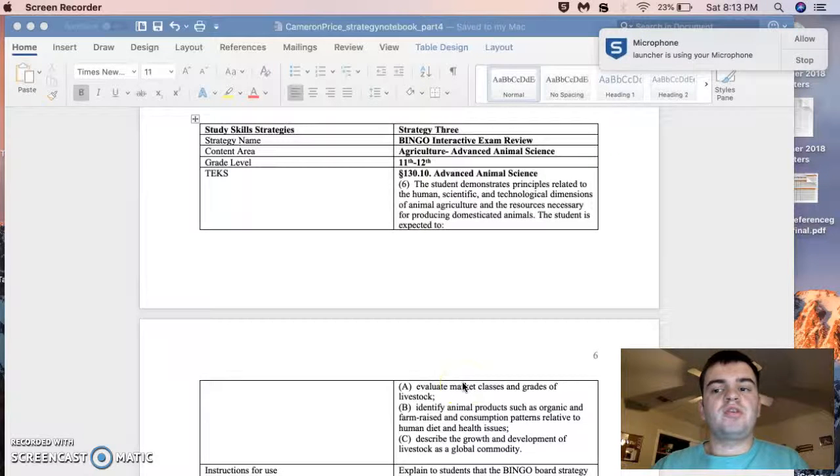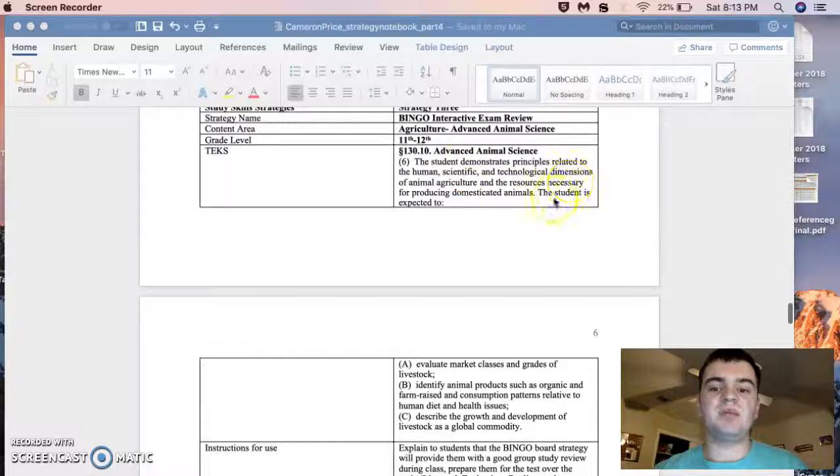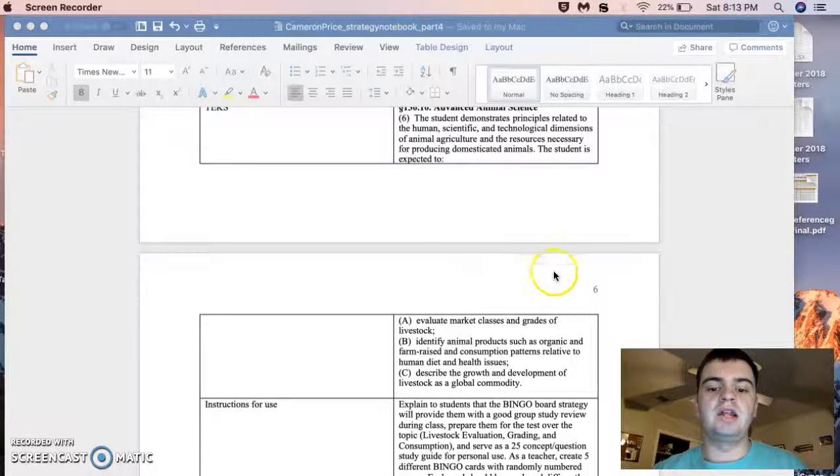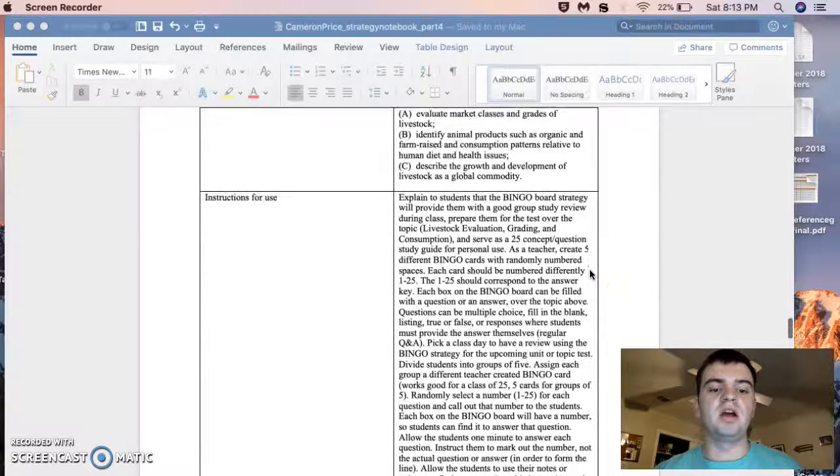Strategy number 3 for my study skills notebook is the Bingo Interactive Exam Review strategy. I did it for the Advanced Animal Science Agriculture content area for 11th and 12th graders. The TEKS cover advanced animal science topics, including evaluation, grading, and consumption or commodity of livestock.